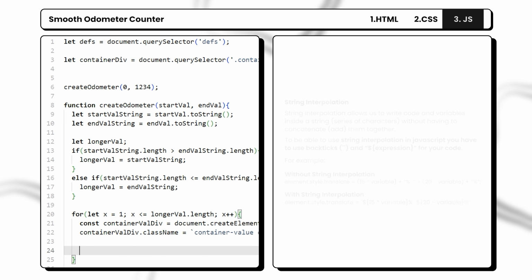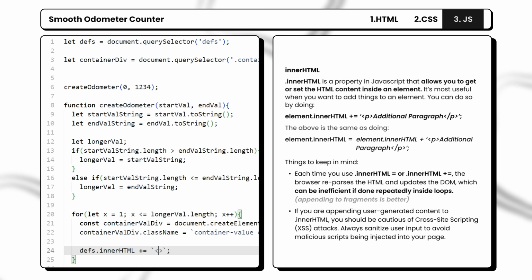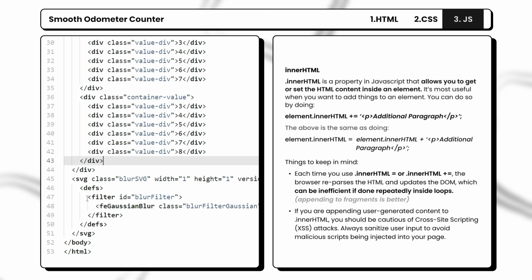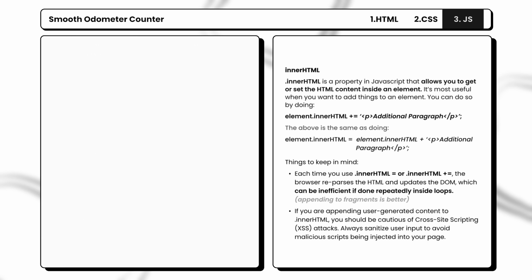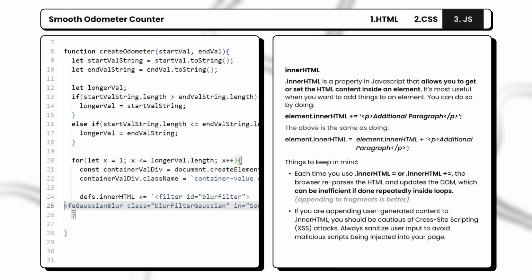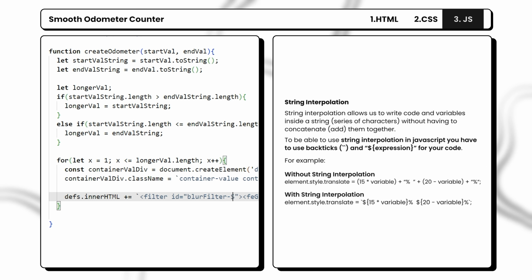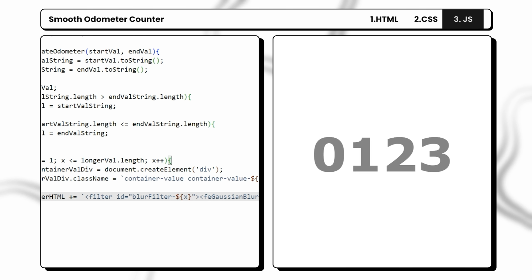And next, we also have to create a filter for each digit, so we will do defs.innerHTML plus equals, so it adds a new filter each time, and instead of writing the whole thing out, we can go to our HTML, copy and paste the filter we've already created. And it should look like so, but now we have to change the ID to a numbered one using string interpolation and the value x again, and we will also reset the standard deviation back to 0, 0.